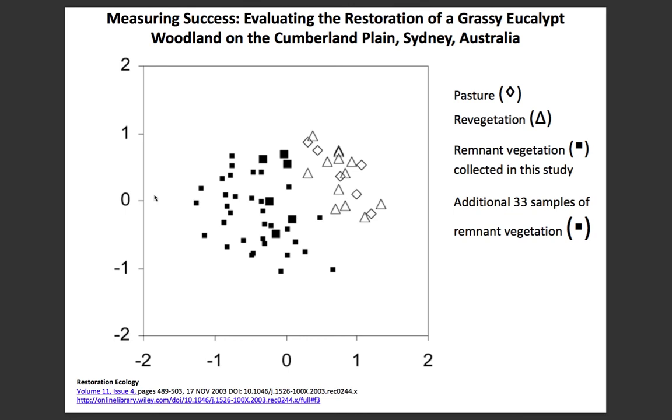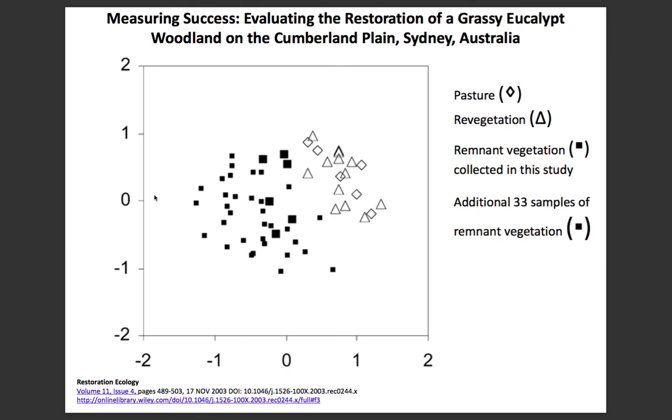And here is an example of how managers might use beta diversity to understand how effective their restoration or revegetation has been. So the black dots on the left side are remnant woodland vegetation, and you can see the big ones are from their addition of 33 samples they have, and then an additional 33 samples of remnant vegetation, and the small squares are what they collected in this study.